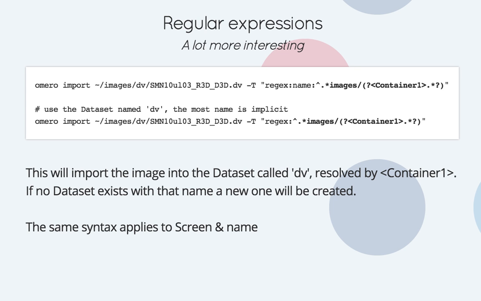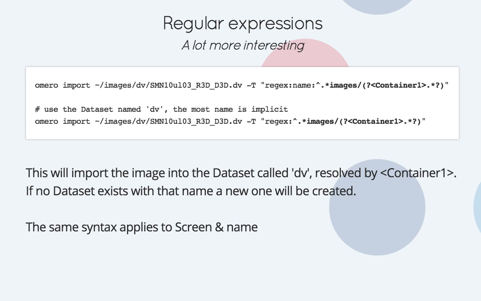So this could include path1/path2, or it could just be a single path element depending on the structure of the directories at this point. So in this case the dataset would be DV, because that's the only part of the path that exists between images and the file that Bio-Formats recognizes. Again, the implicit part here is the name, so we don't need to provide the name on the command line, but you may need to put the regular expression in quotes depending on what characters are used.